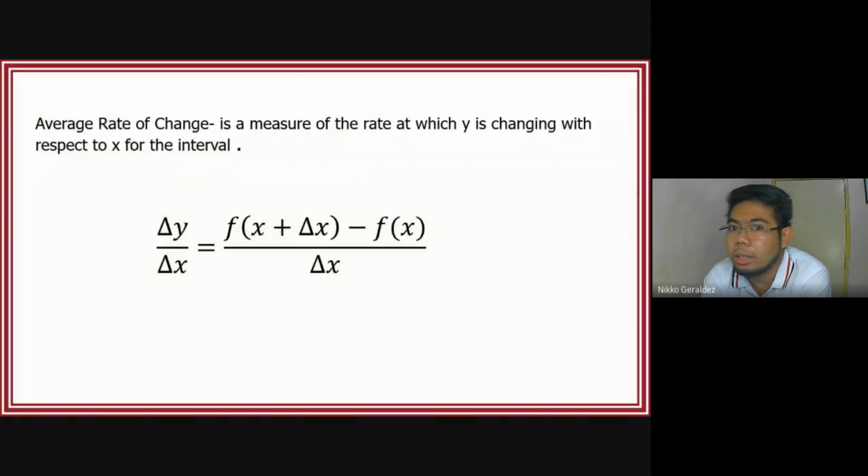Dalawa yun: average rate of change and the instantaneous rate of change. Pag sinabing average rate of change, it is a measure of the rate at which y is changing with respect to x for the interval. So, delta y over delta x. Ito yung formula. Di ba? Same lang ng pagkuha ng slope ng second line. Ibig sabihin, slope of the second line is equivalent to the average rate of change. Okay.